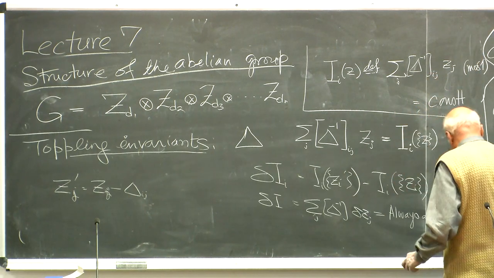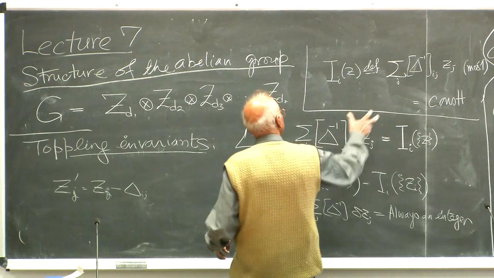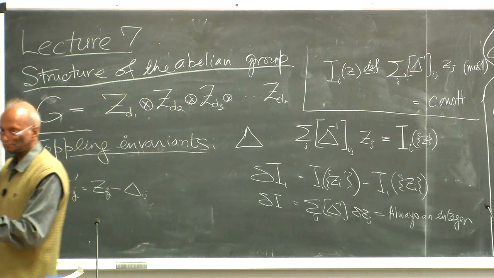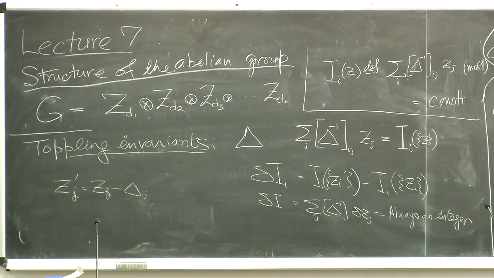So if I topple at a site, this particular quantity does not change, mod 1. So the fractional part of it does not change. The full number may change, but its fractional part doesn't change at all. So that's an invariant under toppling. And I've got a large number of these invariants for arbitrary matrix delta. Okay? So these toppling invariants are very useful in understanding the structure of this problem.